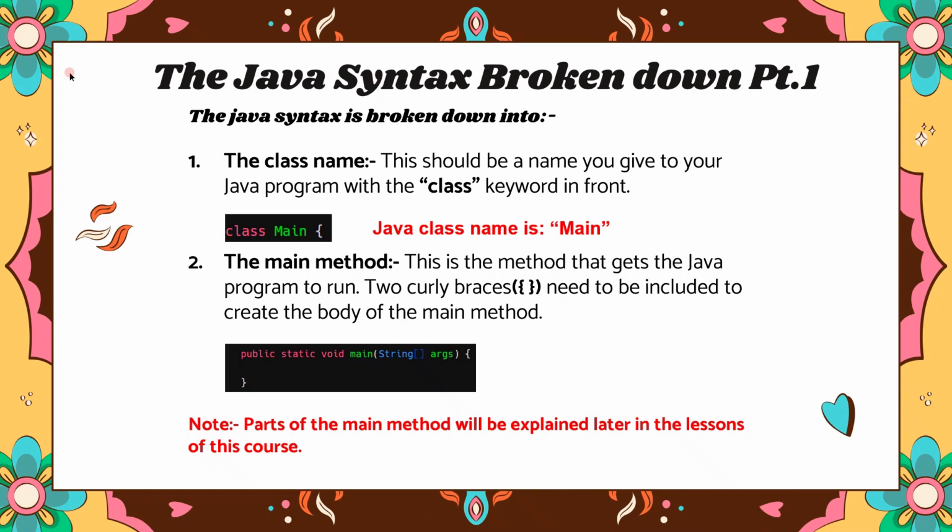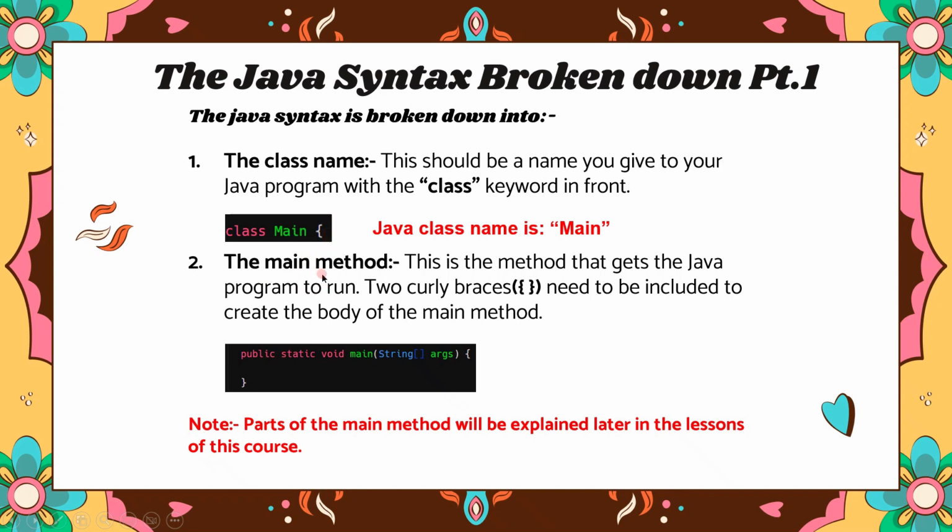The second part of the Java syntax is the main method. The main method is a very important part of the Java syntax. It's again what gets the program to run. So you're probably going to say, but you said the class gets the program to run. Yes, the class is one thing, but the main method is the second thing. You have to have a class and a main method. It's not enough to just have a class, the name of your class and an open curly brace. You also have to have a main method inside of the class, which means within this curly brace.